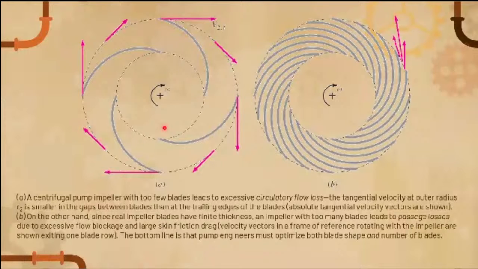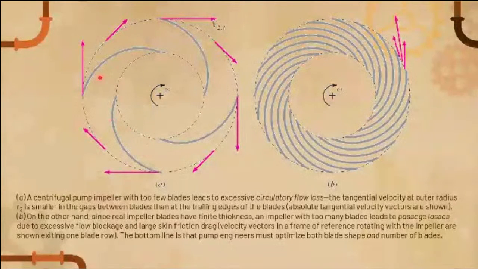Okay, so over here you see two different designs, design A and design B. For design A, you see there are 1, 2, 3, 4 blades. But for design B, there are many blades. So both of them are not the best design for a centrifugal pump. You need to optimize the number of plates.